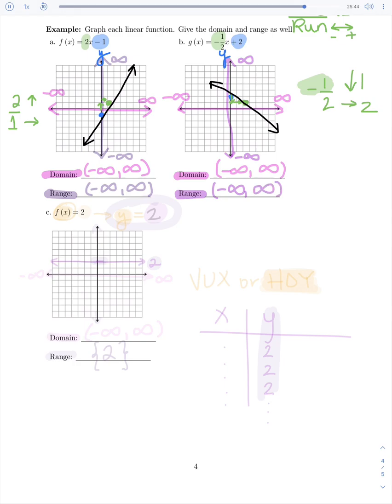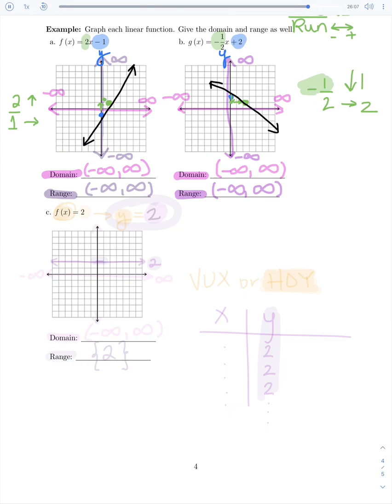And notice this is still true. The domain and range of almost every single line is going to be negative infinity to infinity, unless it's one of our 2 special cases. We had 2 special cases with lines, horizontals and verticals. So let's take a look at this next one.